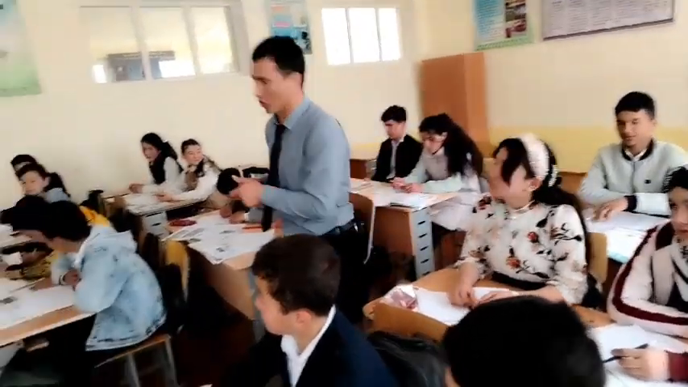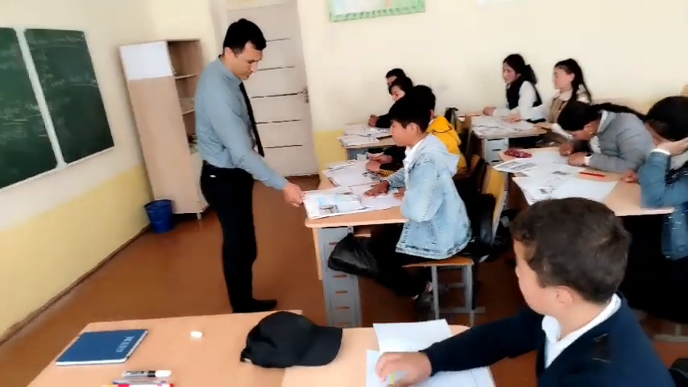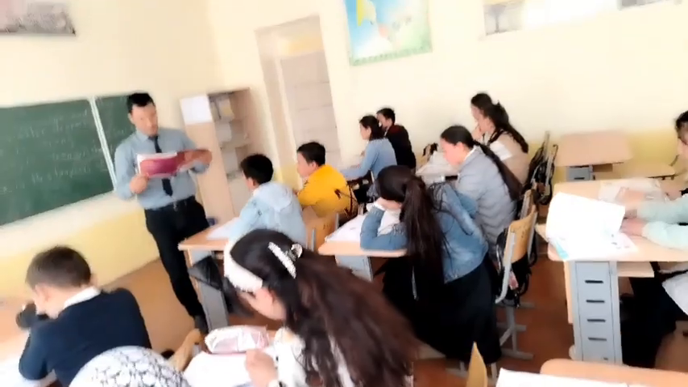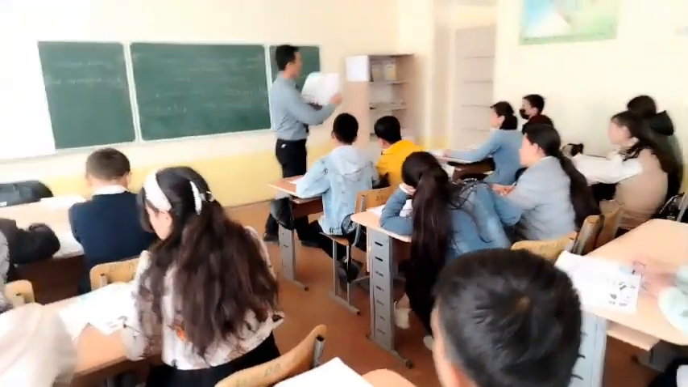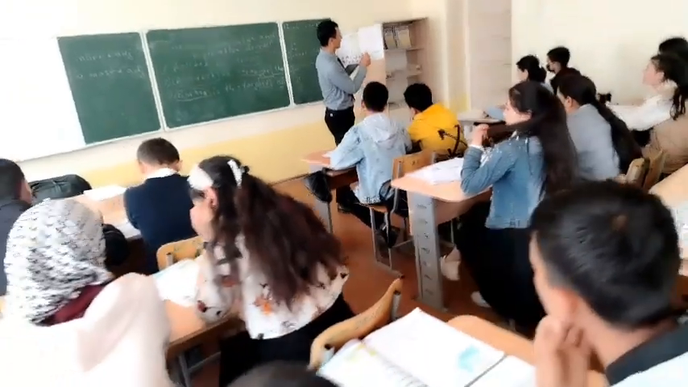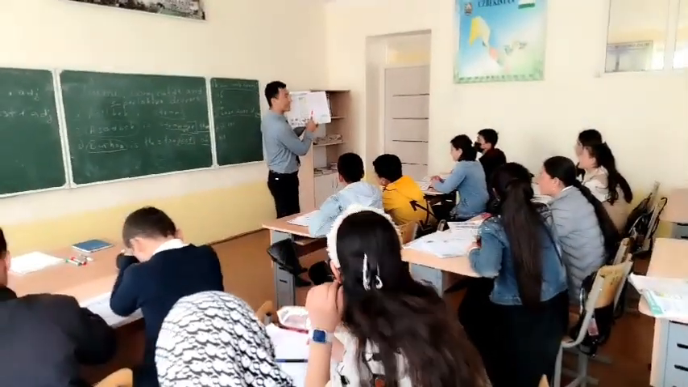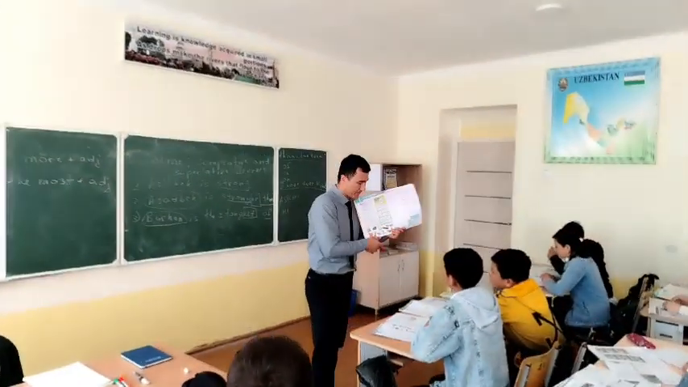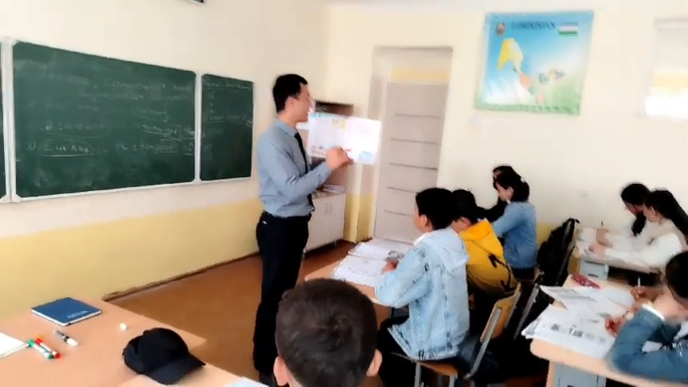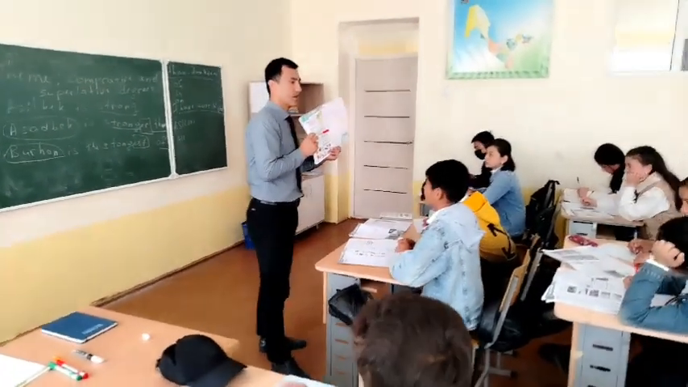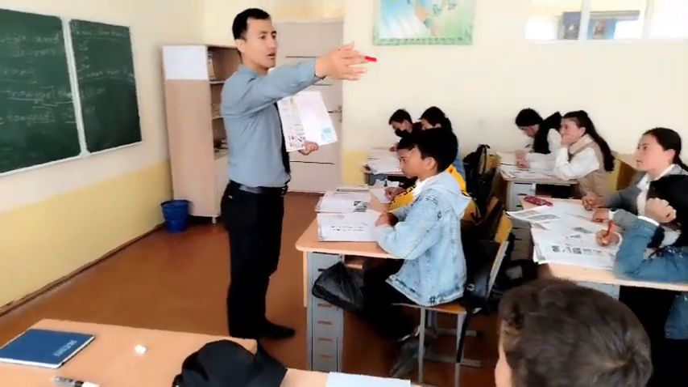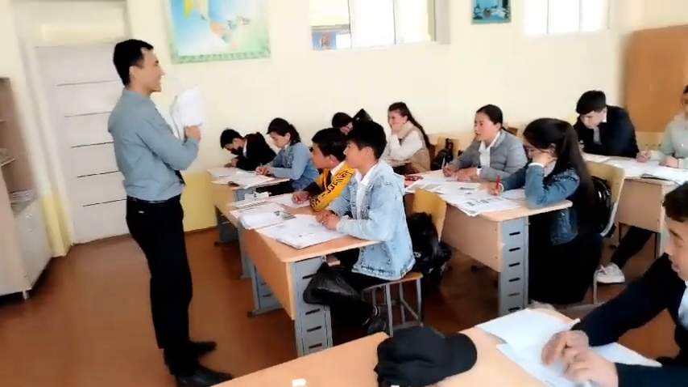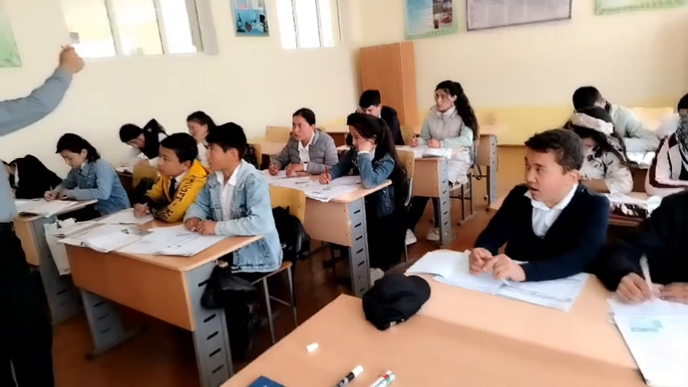Okay, thank you. Open your books. Page 11, you can see everything given here, and you should do the exercise. Exercise 2. Your task is doing exercise 2. You should write down comparative and superlative degrees of adjectives. Is it clear? What should we do? We should write down comparative degree and superlative degree.